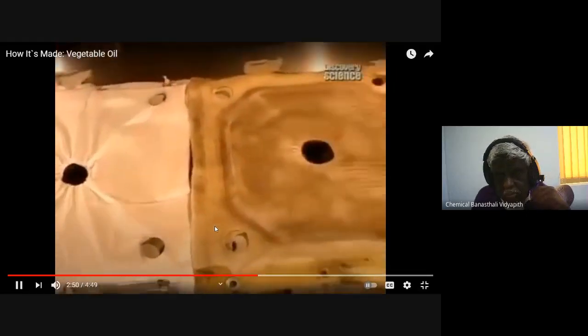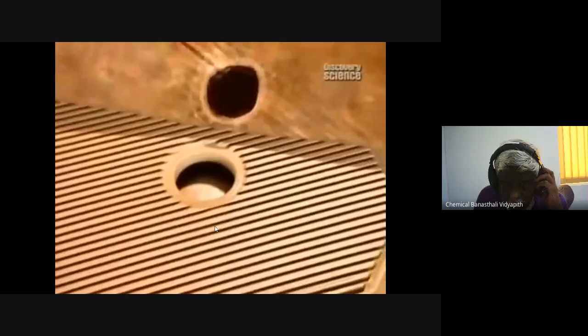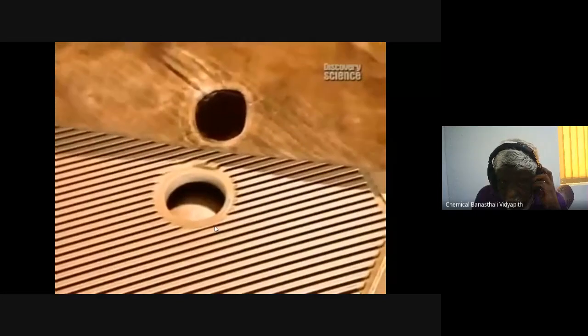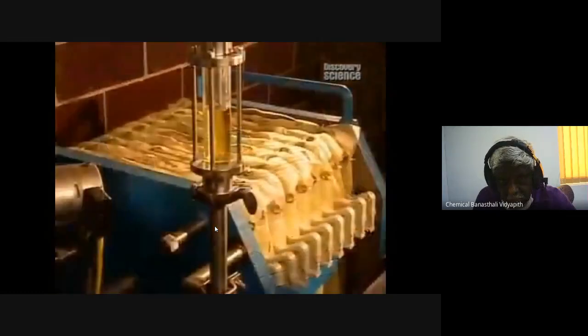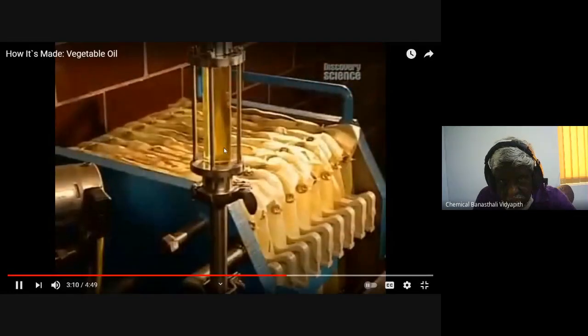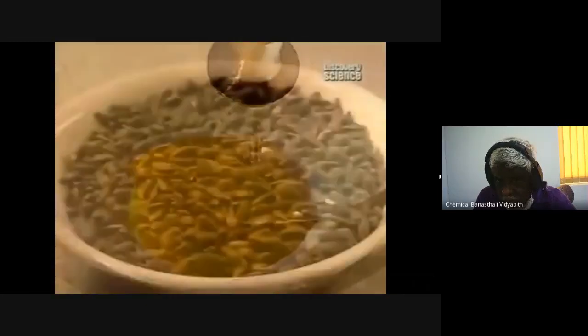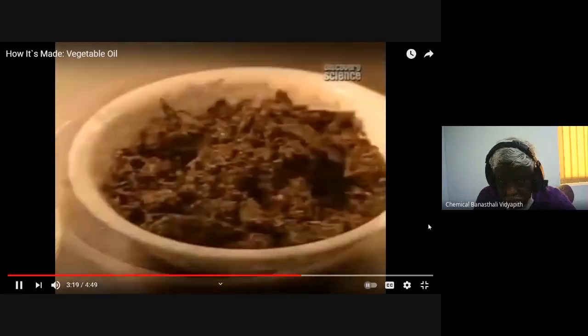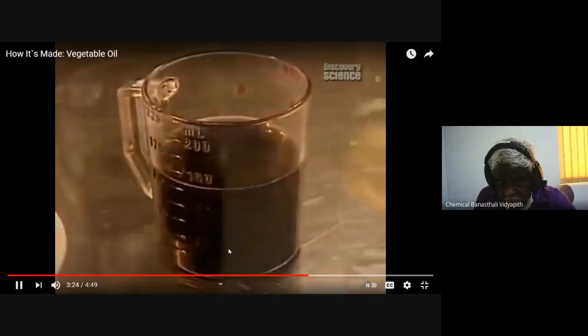These cloth filters allow the oil to pass through, with remaining seed residue being caught. The oil runs through the filters repeatedly until it becomes clear. Mastering the art of cold pressing takes a lot of experience, but it results in oil that's healthier and tastier.